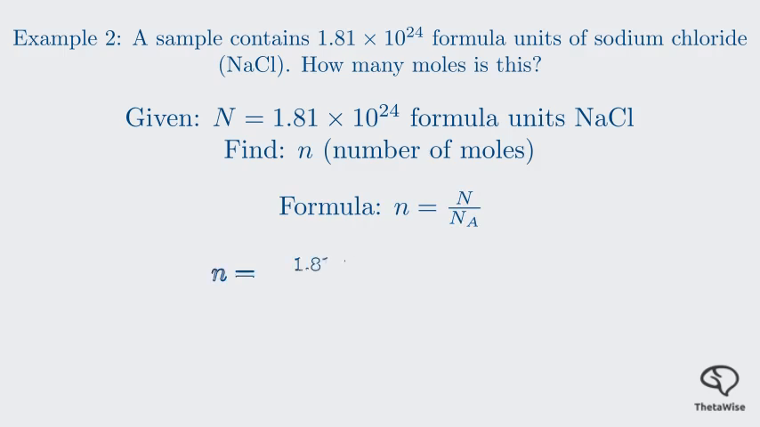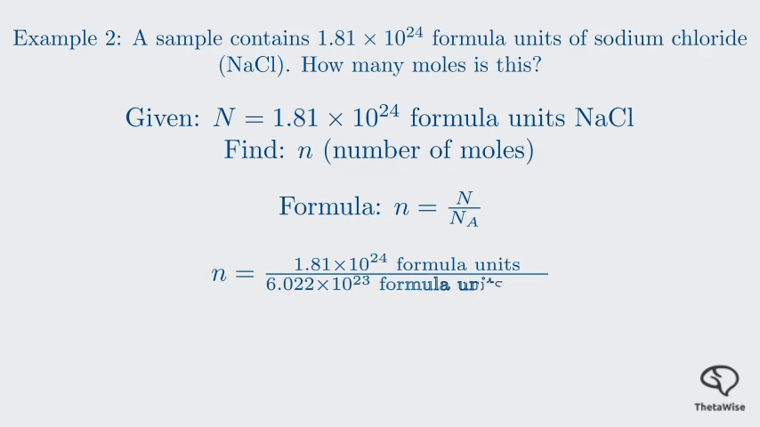Plugging in our numbers, we have 1.81 times 10 to the 24 formula units divided by Avogadro's number. Notice the formula units cancel. The result is 3.01 moles. So 1.81 times 10 to the 24 formula units of NaCl is equivalent to 3.01 moles of NaCl. See how the same principle applies, just in reverse.